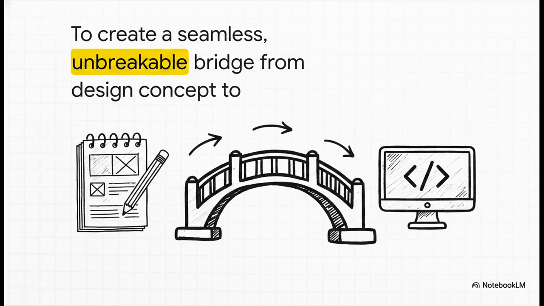The Soul Design System was built from the ground up to be this unbreakable bridge, a direct line from the idea in Figma to production-ready code. So you're probably wondering, how do you actually do that? Well, like any good structure, it all starts with the blueprint.